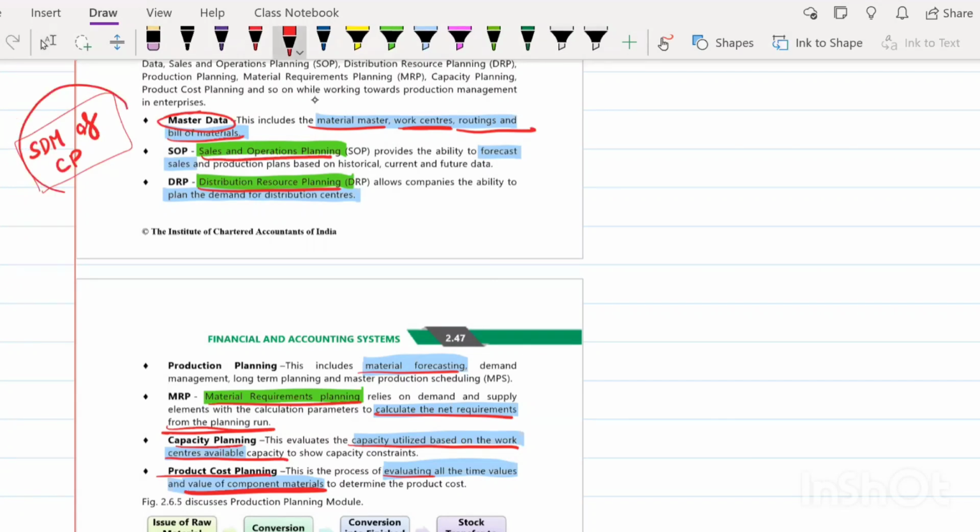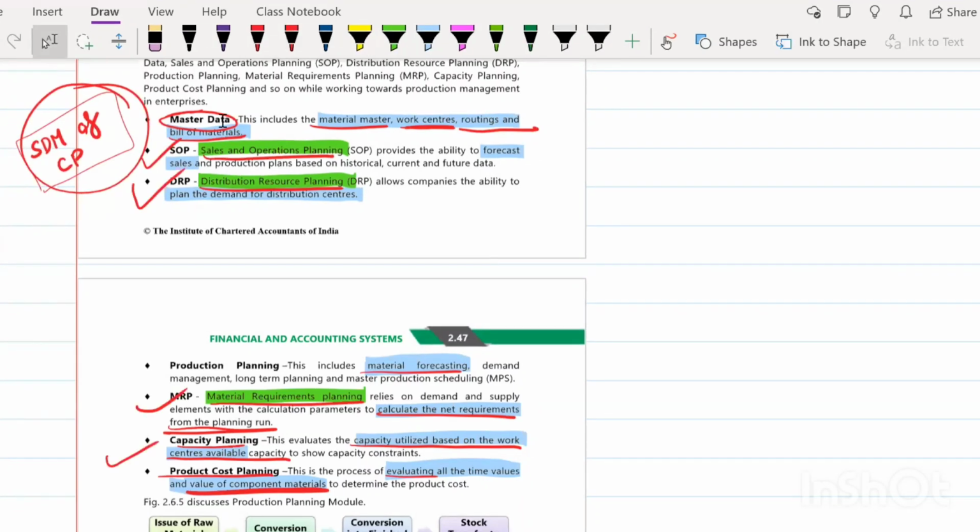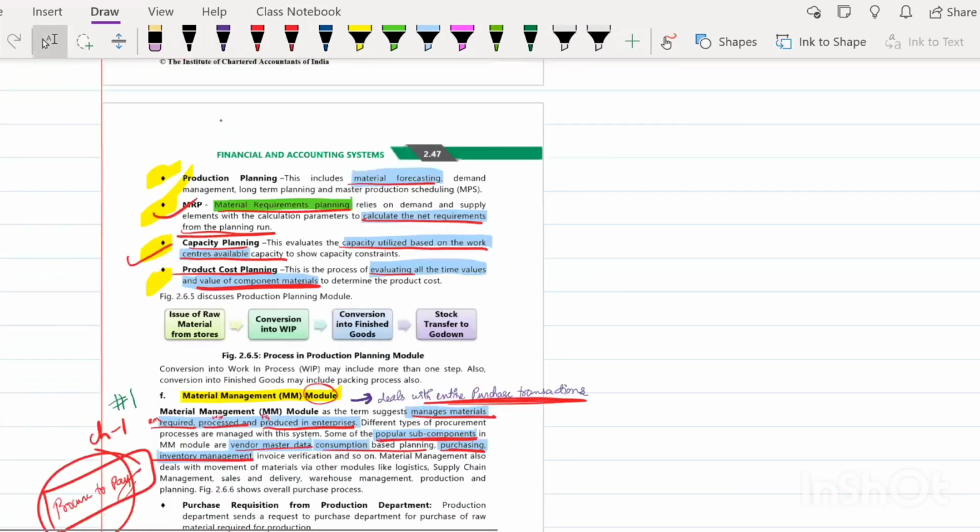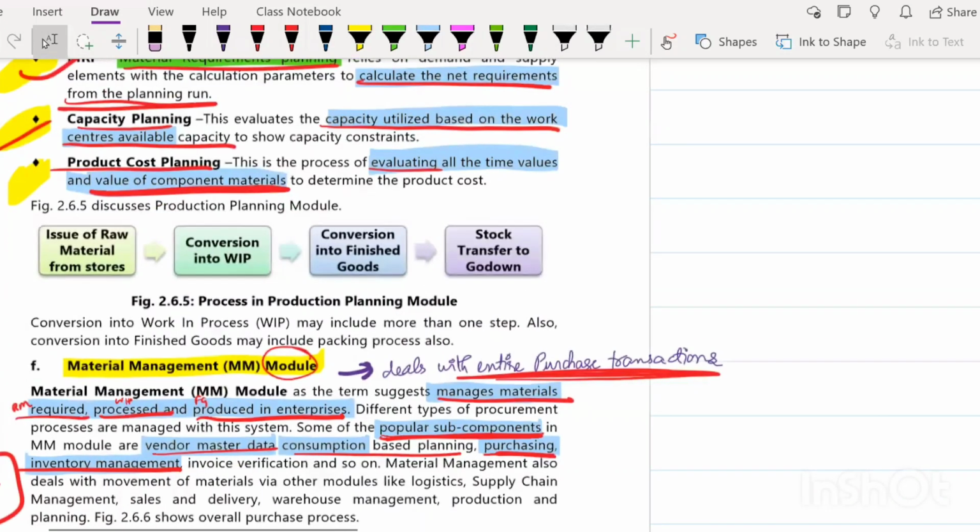So here you have a short form for this. It is SDM of CP. This is your S, this is your D, this is your M and M here. Then of CP, C and P. Here also there is one more P. So this is just a short form. You can remember it.